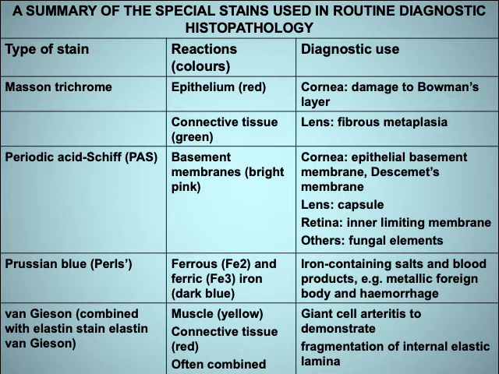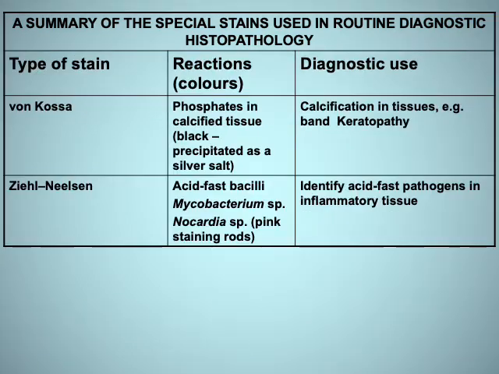Van Gieson stain elastin and muscle. It stains muscle yellow and connective tissue red. It is used in giant cell arteritis to demonstrate the fragmentation of the internal elastic lamina.